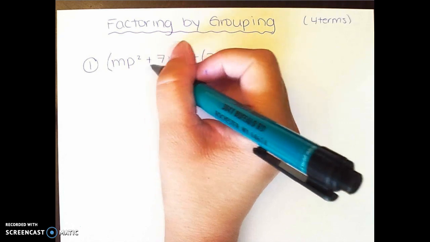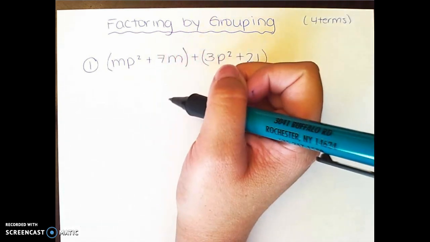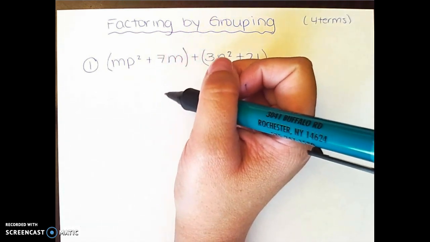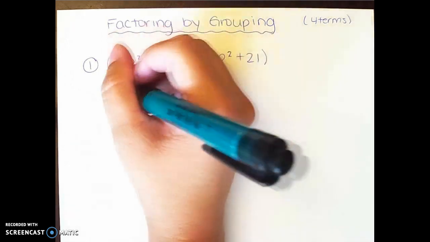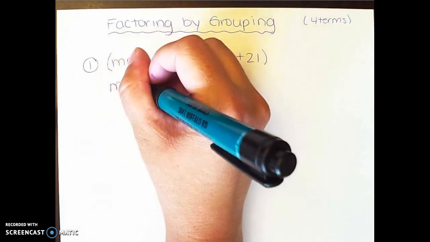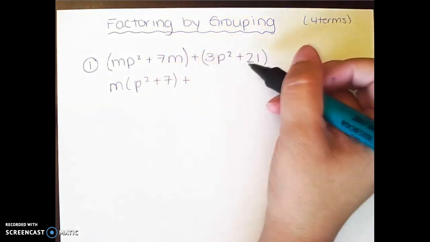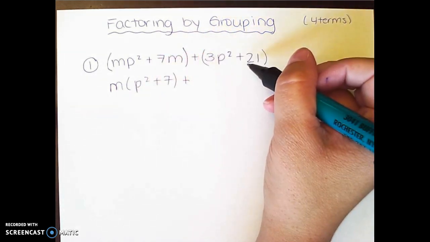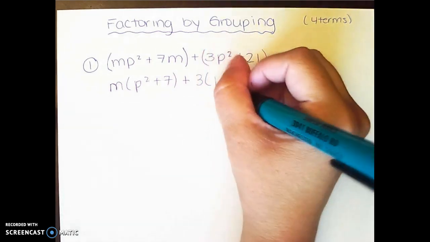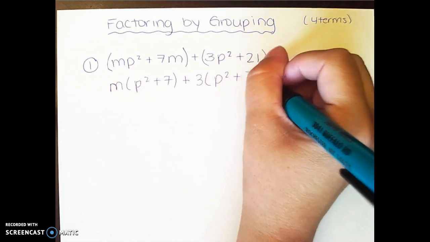And looking at my first binomial, I have a common factor of m. So I'm going to go ahead and factor out that common factor. I'll be left with p squared plus 7. I'm going to do the same thing with my second binomial. I can factor out a 3. And again, I'm left with p squared plus 7.